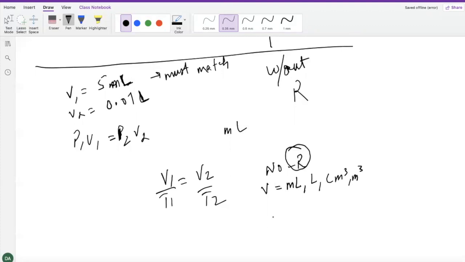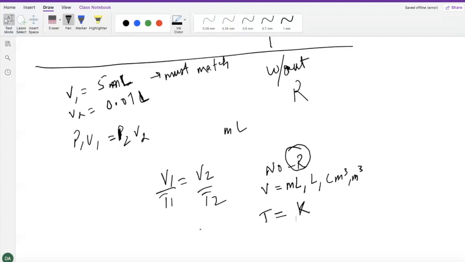Okay, now for temperature, what did I say, guys? For temperature, what should be the unit when you don't have R? It has to be Kelvin, no other option. You guys get that? Yes. Okay.